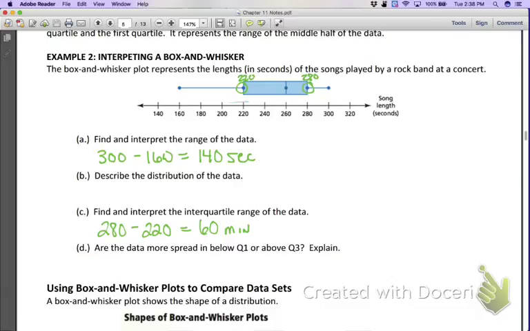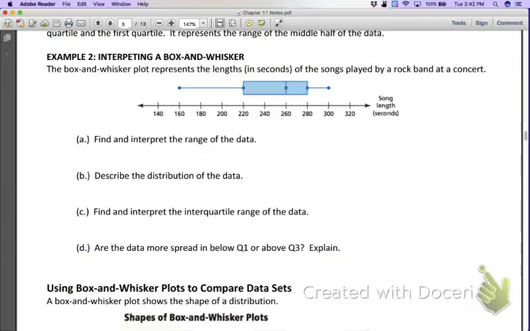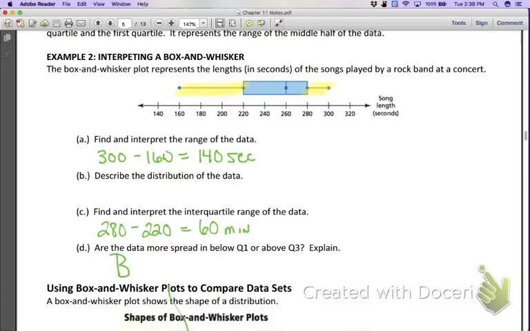So it says, for D, are the data more spread out below the first quartile or above the third? So it's really simple as far as that question's asking. If it's spread out, which one's more spread out? Before Q1. Yeah, before Q1, right? Because it's a longer line. Okay, don't overcomplicate the question. If it's spread out, the longer the line, the more spread out your values. So below Q1, wrong one. So below Q1 is where it's spread out. So below Q1.